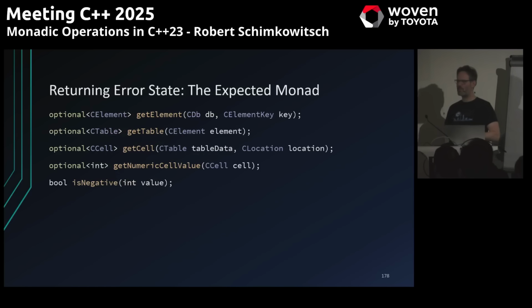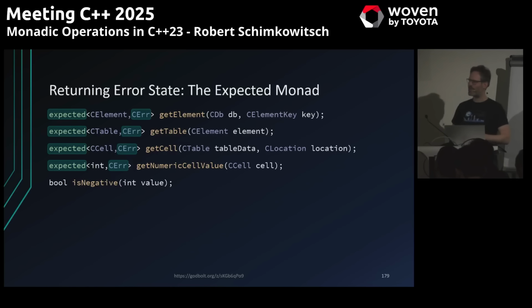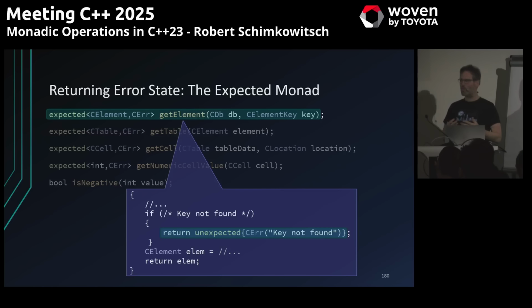Fortunately, C++23 came with std::expected. So what we do is we change our functions to return std::expected instead. Now std::expected has two template arguments. One is, like before, the value, and the second one is error information. Now, when a function fails, it returns an unexpected, which is the error type of expected. And we can choose what error type that is.